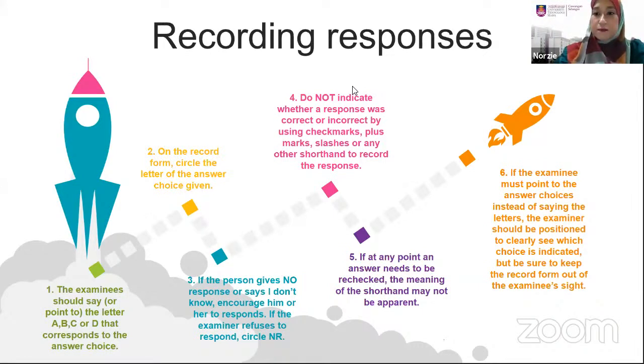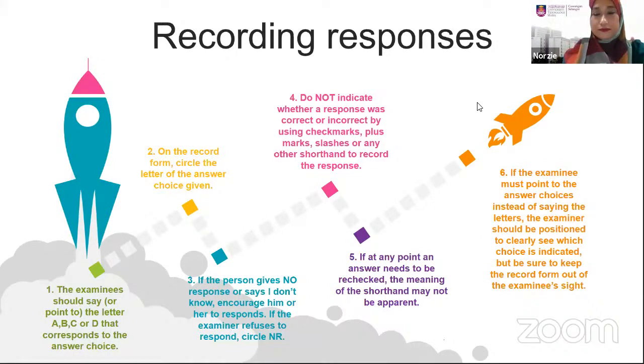Okay, if the examiner must point to the answer choices instead of saying the letters, the examiner should be positioned to clearly see which choice is indicated. Okay, kena make sure lah, kena tanya yang mana satu. Sebab kadang-kadang dia point tu mungkin tak jelas. Nampak macam dia point tu dekat tengah-tengah C dengan D ataupun B dengan C. So you have to make sure sebenarnya yang mana satu jawapan dia. So sewaktu you record all the responses tu, make sure the record form is out of sight from your client.